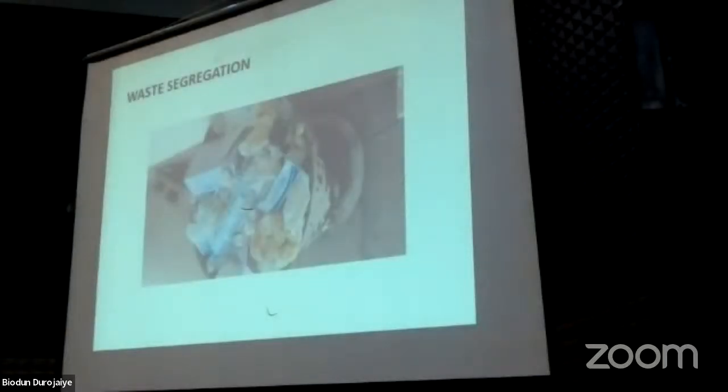This is a picture of one of the waste in the laboratory. Although it looks like blood, within this you can see hand gloves. There are syringes and needles with blood in them. And that's what you get to see in most of the laboratories that do not segregate their waste.